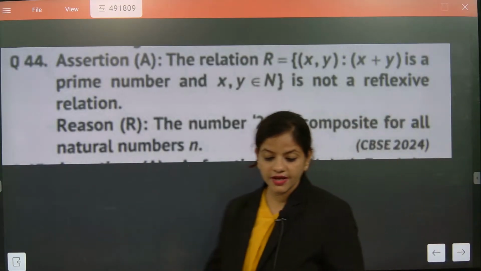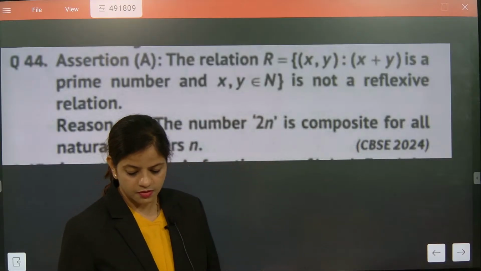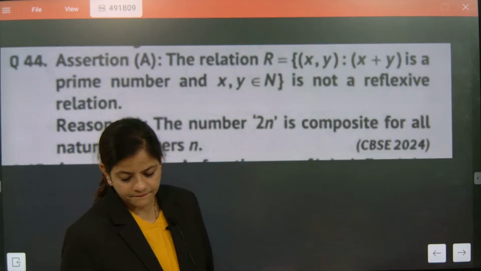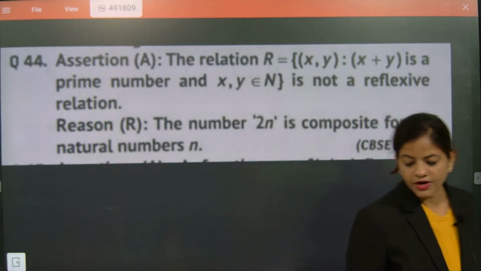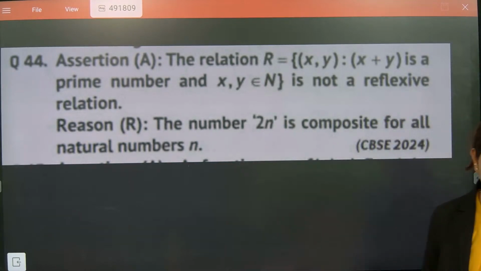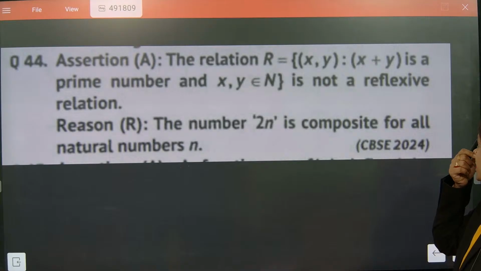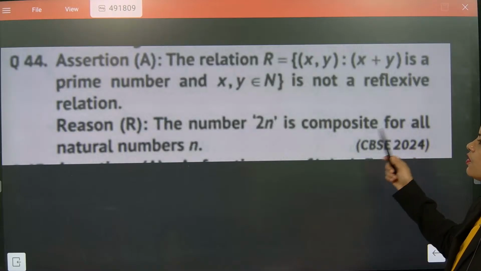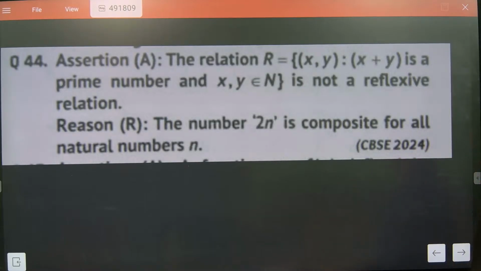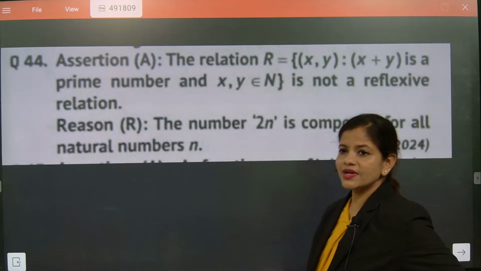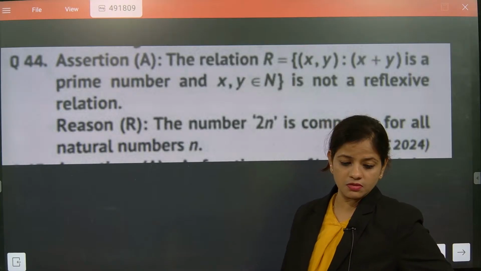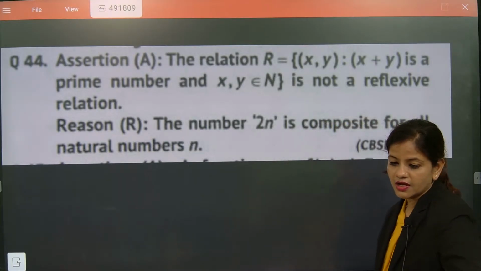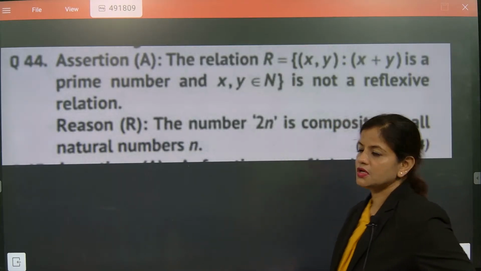Did you get the answer here? What is the answer for this question? Question number 44. They're telling that the relation 'is prime number' is not a reflexive relation. 100%. The number is composite for all natural numbers? Not possible. 2 into 1 is not a composite number. Here itself it is failing. Assertion is true, but reason is false.